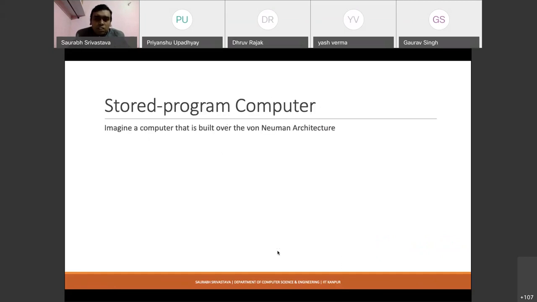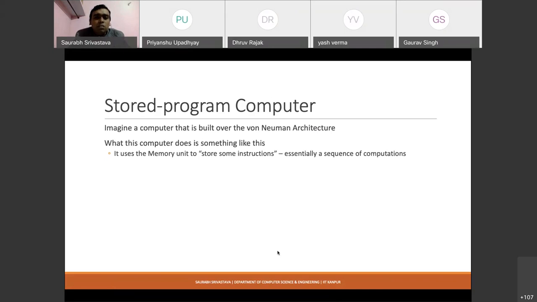Now, if you just want to build a computer that is based on the von Neumann architecture, what would this computer do? The overall thing that this computer does is something like this. It uses the memory unit, the RAM, to store some instructions. Essentially, a sequence of computations, and each computation, as I said, could be addition, subtraction, multiplication, division, anding operation, oring operation, not operation. So these are some set of computations that your system can do.